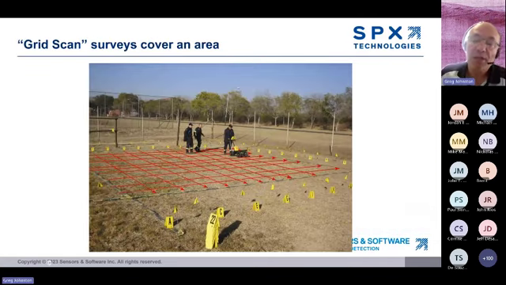A bunch of parallel line scans produce a grid scan. This image shows the idea of a GPR grid survey, collecting data over an area like you are mowing the lawn.